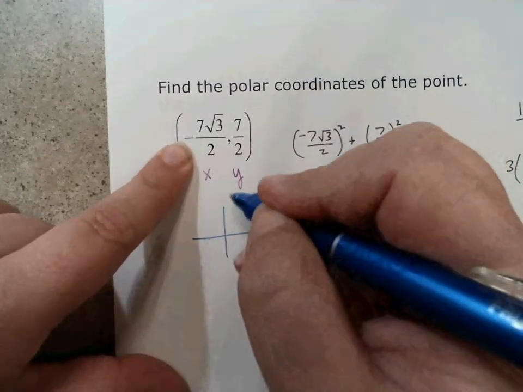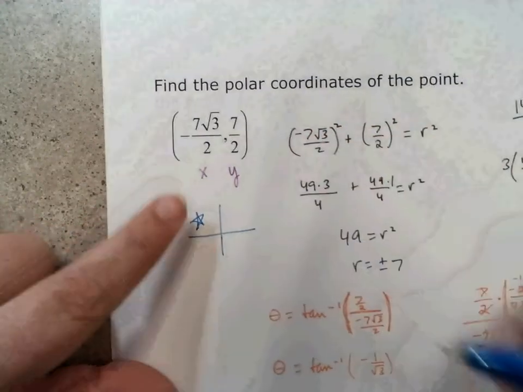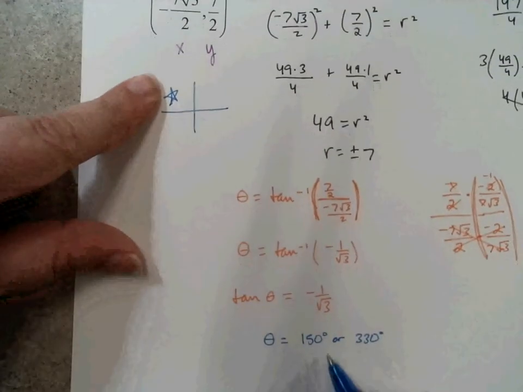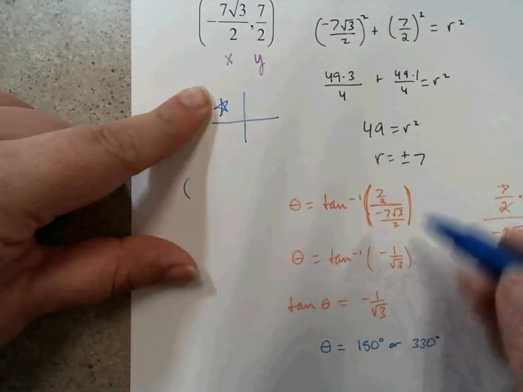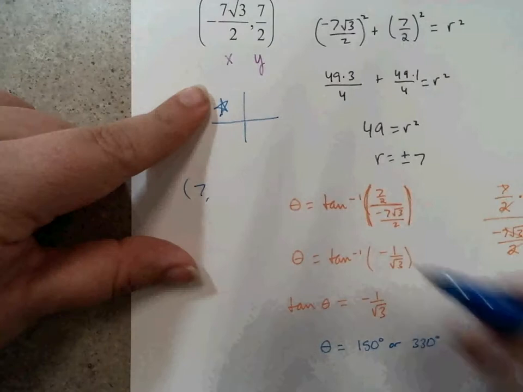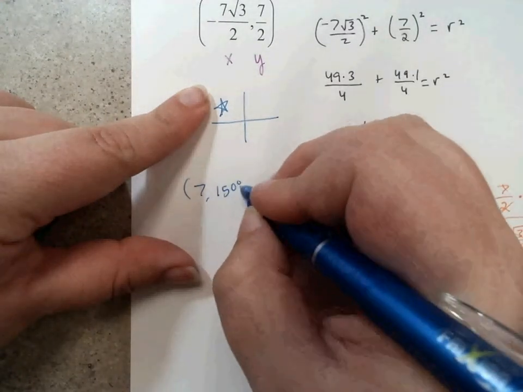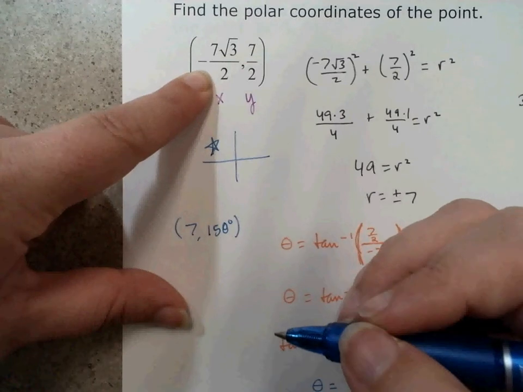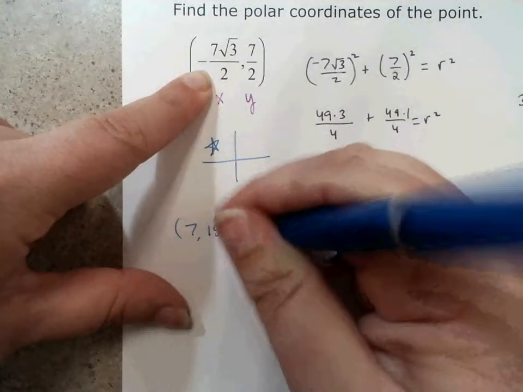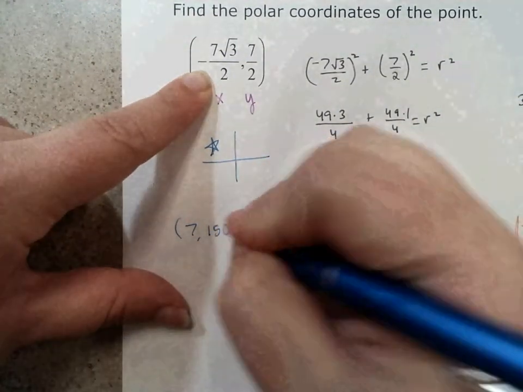But then I'm going to go back and think, where is that coordinate point? If I go negative x and positive y, that puts me in the second quadrant. So 150 is the one in the second quadrant. So we'll say positive radius 7 and 150 degrees would put me in the exact same spot as that rectangular coordinate point.